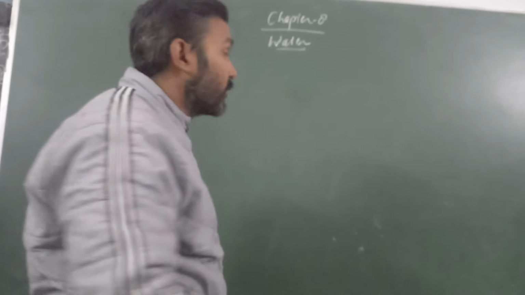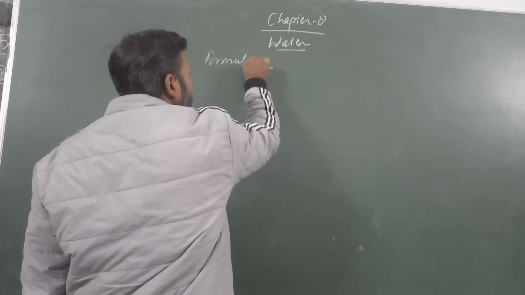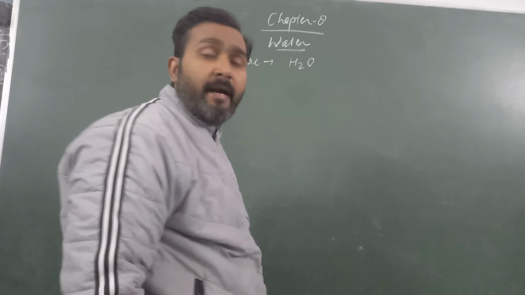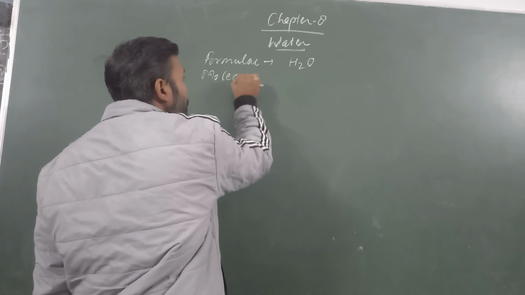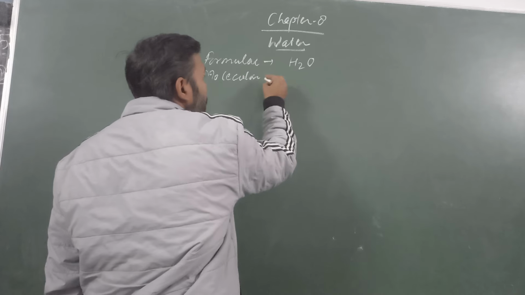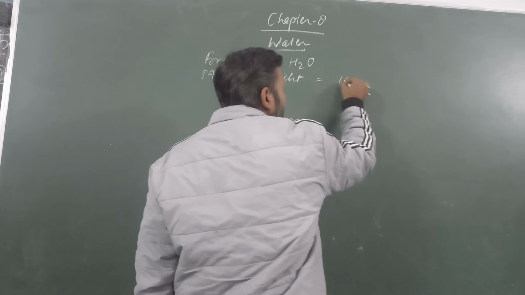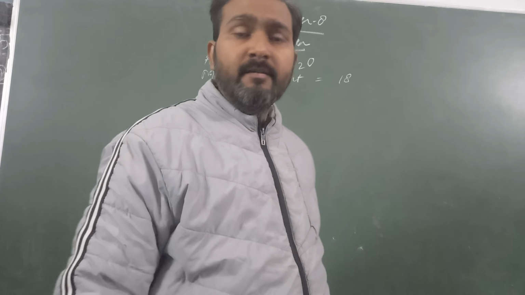The formula of water is H2O and the molecular weight is 18. Now the question comes, how do we get the molecular weight?